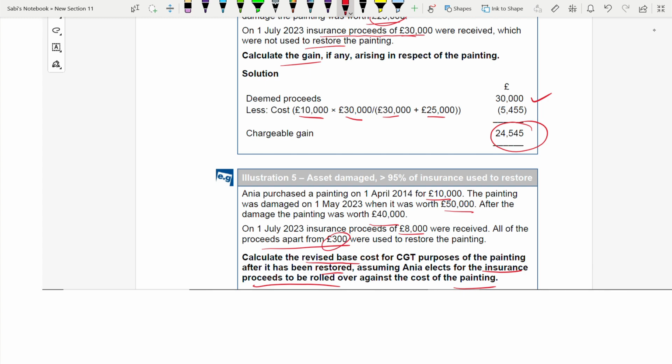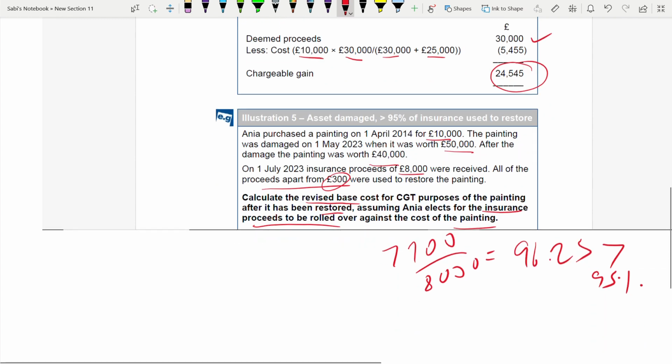300 you can't use, but 8,000 minus 300 is 7,700 out of 8,000. If you take 7,700 of 8,000, it would be more than 95%, because that much you have used to restore the asset. That much of the insurance proceeds. It is 96.25%. This is more than 95%. And you have elected to roll it over. So you have to find the base cost of the painting.